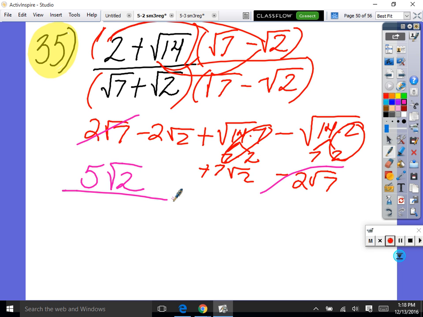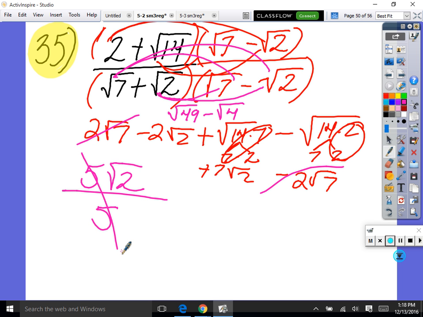And now on bottom, we have the square root of 49, our middle, then we'll have minus the square root of 14 plus the square root of 14 minus the square root of 4. So that's 7 minus 2, which is 5 on bottom. Our 5's divide out. Square root of 2. Most of you got it right. Questions?